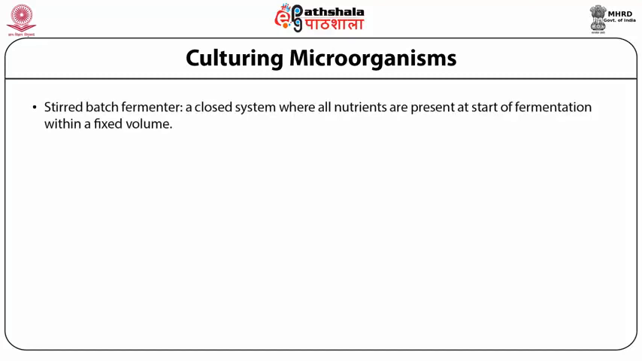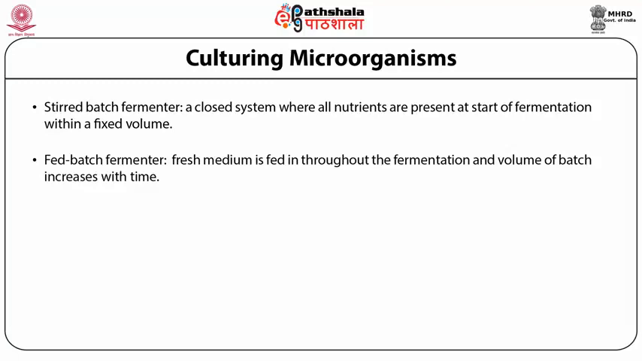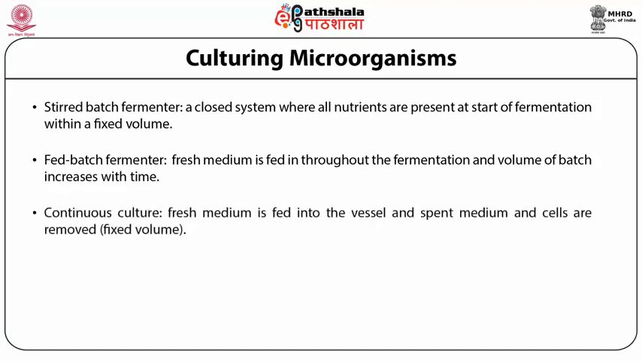It is a closed system where all the nutrients are present at the start of the fermentation with a fixed volume. In the case of a fed batch fermenter, fresh medium is fed in throughout the fermentation and the volume of the batch increases with time. In continuous culture, fresh medium is fed into the vessel and spent medium and cells are harvested or removed. A fixed volume of cells is removed from the continuous culture.